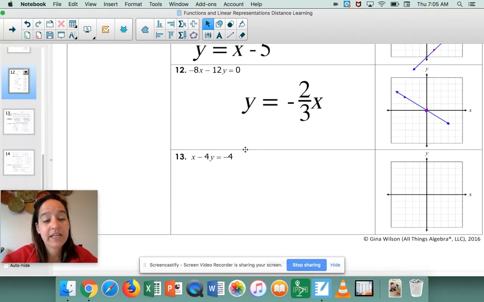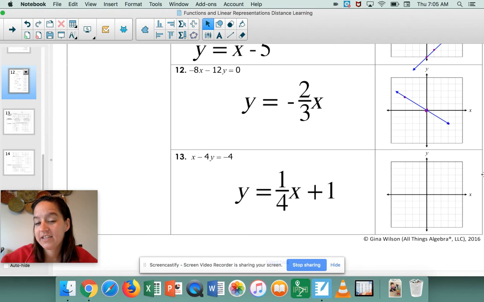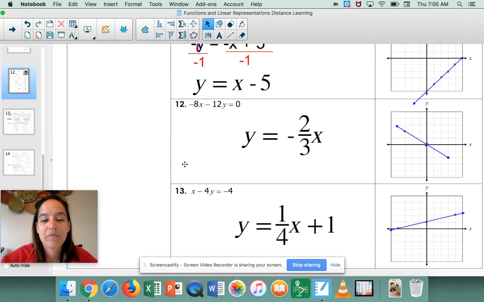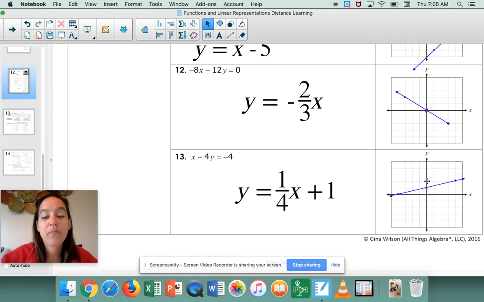Number 13, go ahead, pause it, give it a shot. Hopefully you hit play. You got an answer? You should have ended up with y equals 1/4 x plus 1 with a line that looks like that. The one thing is make sure that we're going up 1 over 4. Your line isn't looking like this. It's looking more like this.